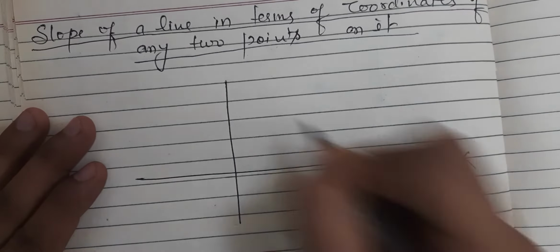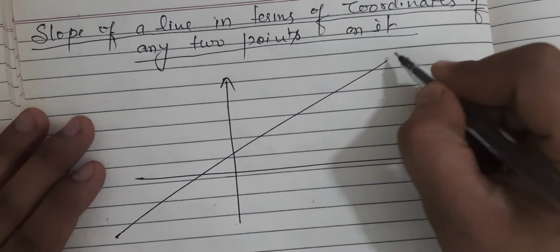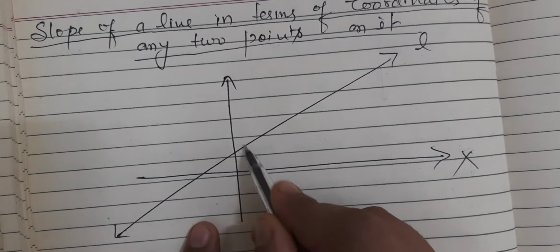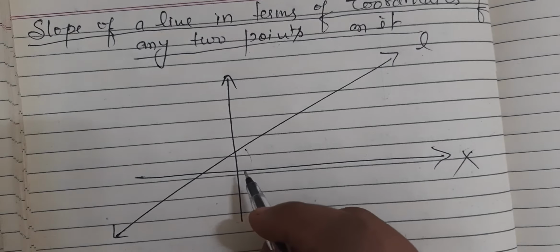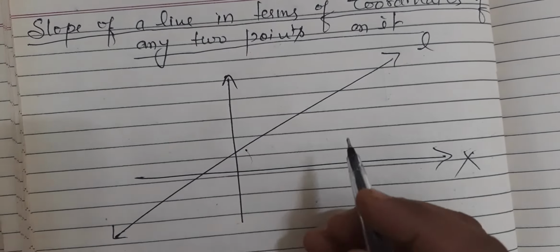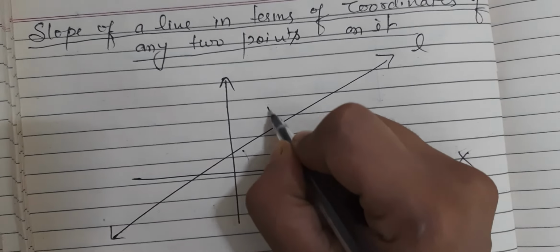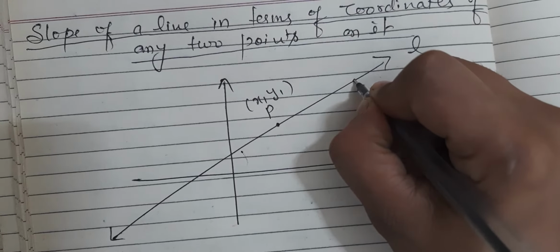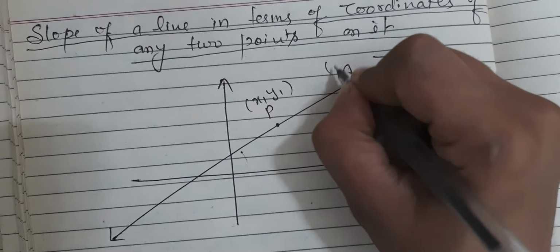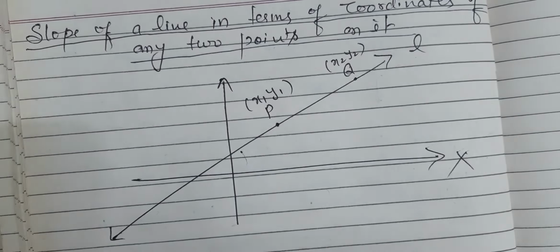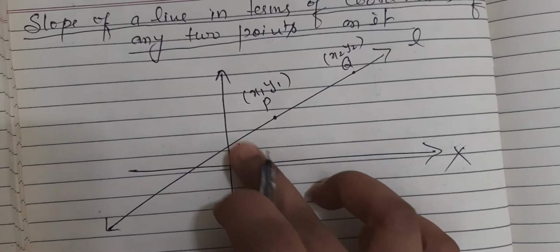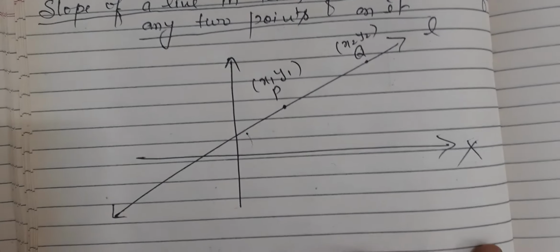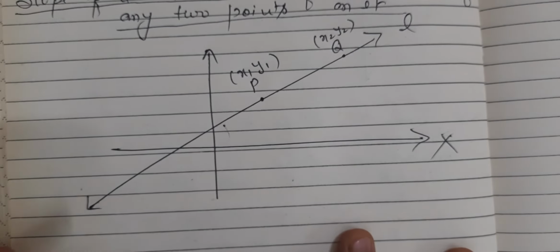This is the x-axis and y-axis, and there is a line L. Instead of this angle theta, we are given 2 points, point P whose coordinates are x1, y1, and point Q whose coordinates are x2, y2. Instead of this angle theta, we are given the coordinates of 2 points, and the question is to find the slope of the line. So how can we find the slope?